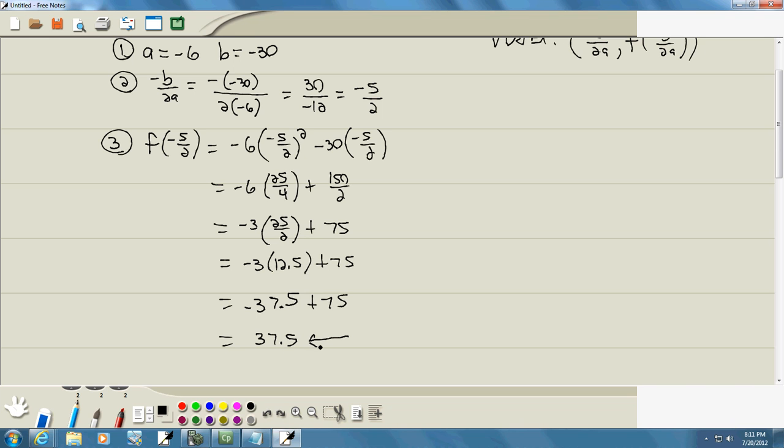Now, always our min or max is the y part of our vertex. This is the x part of our vertex, and this is our y part of our vertex. So this is going to be our min or max. Now, our a is negative 6. If a is positive, then your graph opens up. If a is negative, your graph opens down. So this opens down, which means it doesn't have a minimum point because these keep going forever. But it does have a highest point right here. So it has a max. So our answer is going to be a max of 37.5.